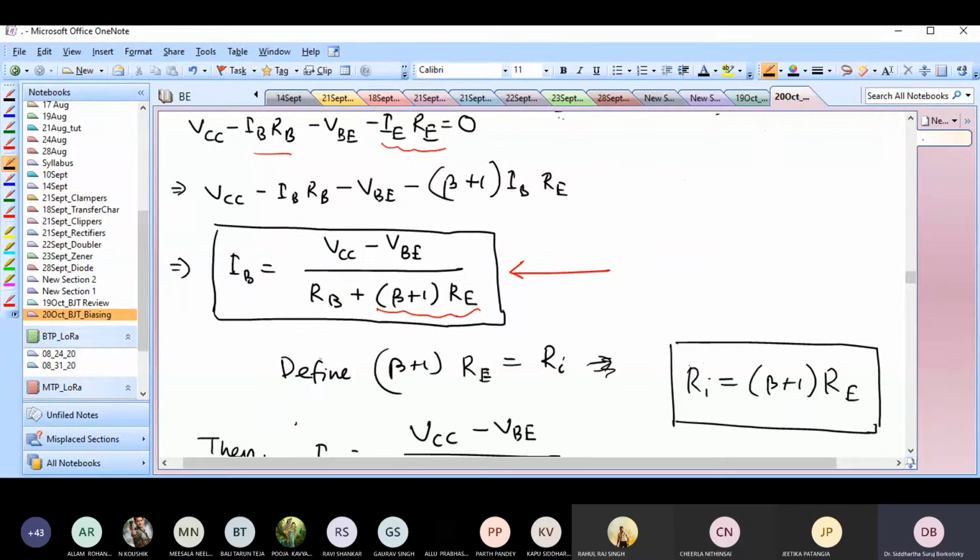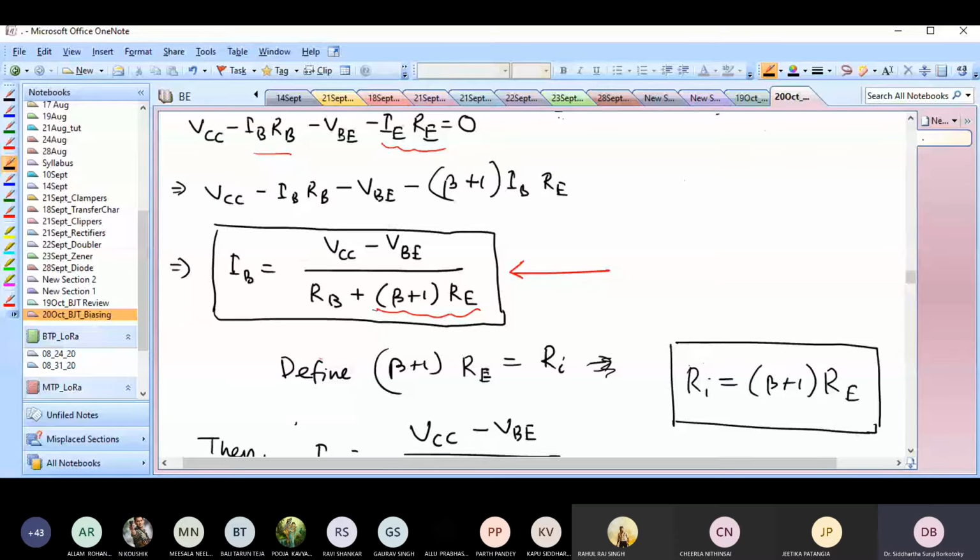Right, so now I have an IB that is slightly different. In the fixed bias configuration, I had (VCC - VBE)/RB. Now I have (VCC - VBE)/(RB + (beta + 1)RE). So this quantity actually helps us keep the collector current approximately the same even when beta changes.